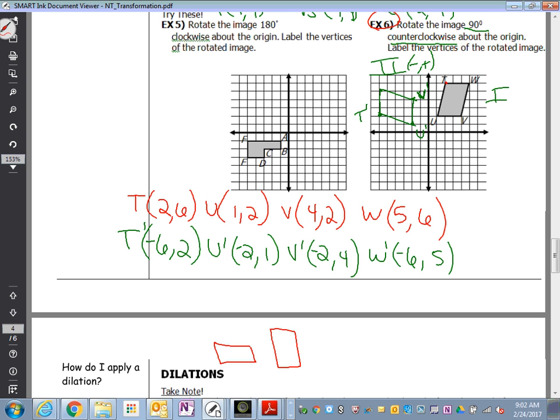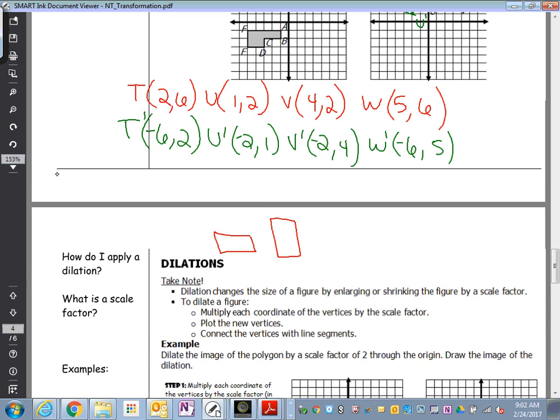So we go 90, we switch them, and then wherever it ends up, you find out what those two x and y coordinates should be, positive or negative, and then you go from there.